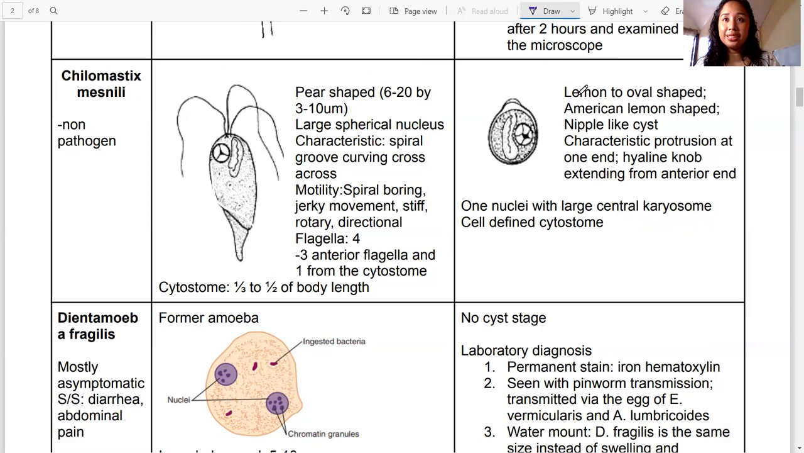This one is the lemon-shaped or nipple-like cyst because there's a protrusion here. It's a hyaline knob. It also has a defined cytostome.